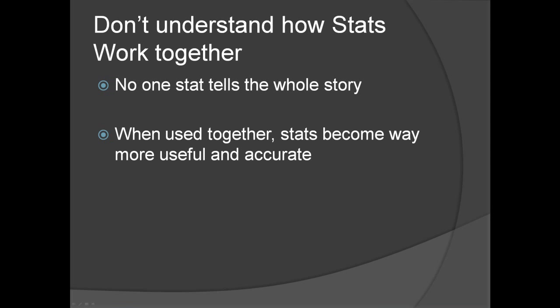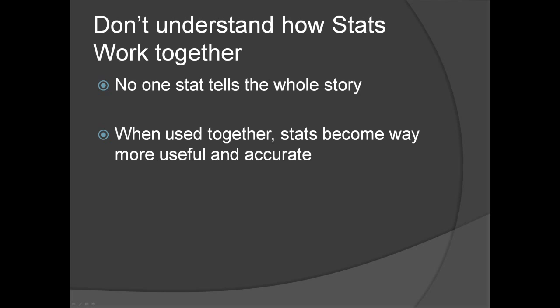Another big area that I see players have an issue with is they don't understand how stats work together. So they only use one stat. In that past hand example that we saw, not only did we use 3-bet by position, but we saw that that wasn't enough. We also have to use 3-bet versus position. So if we had just used 3-bet by position, we would have come to the wrong conclusion.